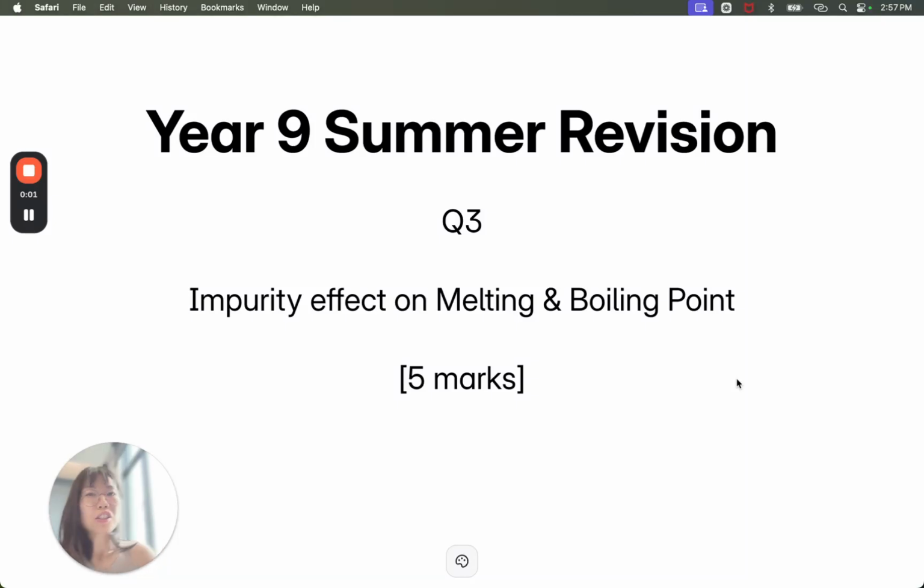We're looking at question 3, which sits in the topic of kinetic particle theory, just towards the end of the syllabus statement. So we're going to look into how melting and boiling point affects the state of metals, as well as how impurities affect the melting and boiling point. Just 5 marks, so let's dive into things.